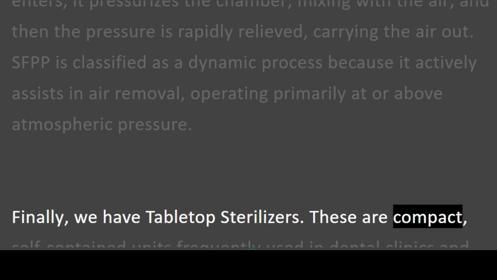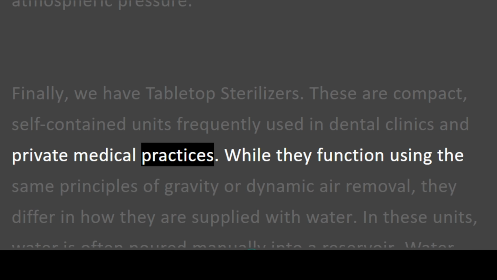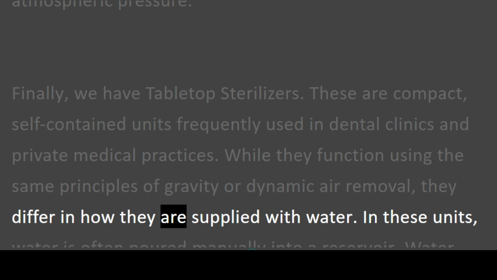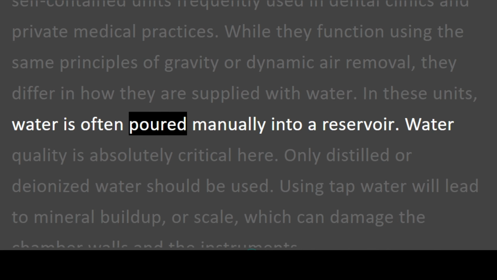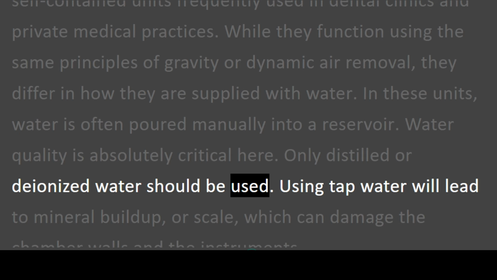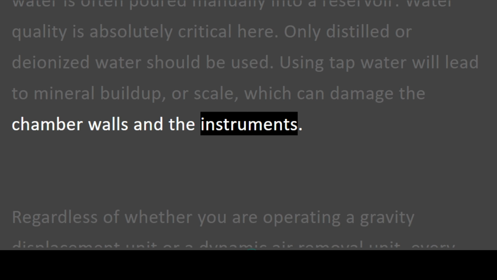These are compact, self-contained units frequently used in dental clinics and private medical practices. While they function using the same principles of gravity or dynamic air removal, they differ in how they are supplied with water. In these units, water is often poured manually into a reservoir. Water quality is absolutely critical here. Only distilled or deionized water should be used. Using tap water will lead to mineral buildup, or scale, which can damage the chamber walls and the instruments.